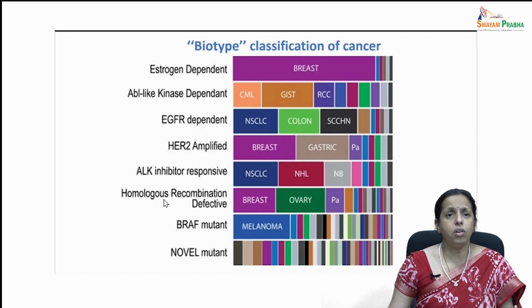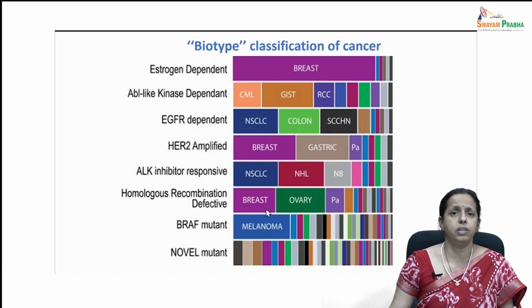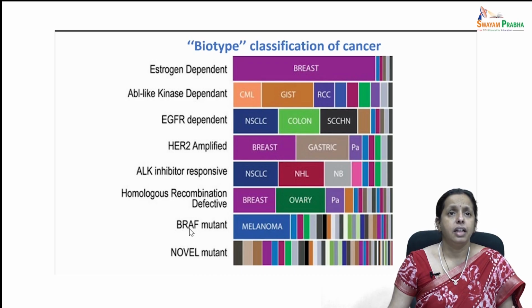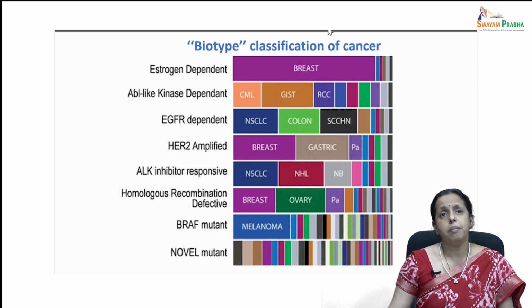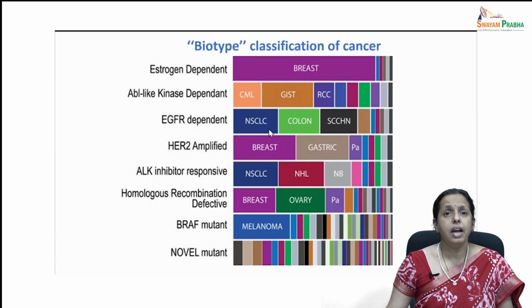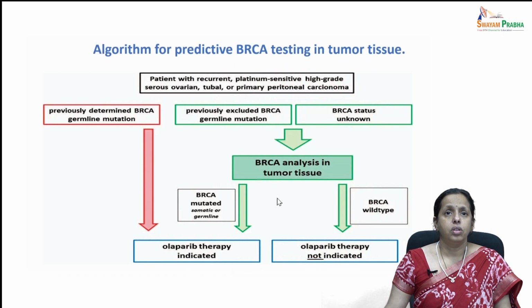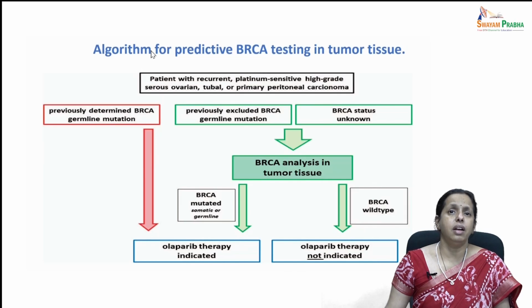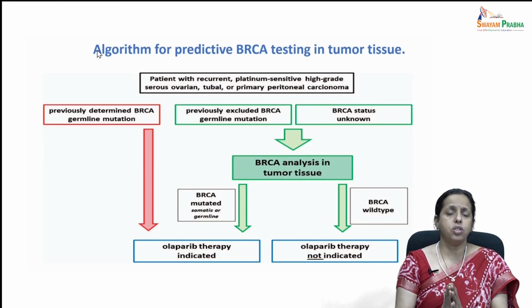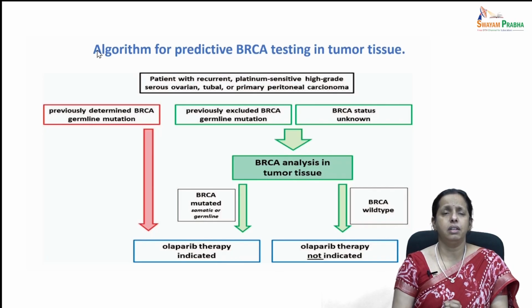Then for homologous recombination defective tumors, you have breast, ovary and pancreatic cancers. Then for BRAF mutant, you have the melanomas. So like that, and so on. This is again based on your biomarkers, what we have discussed. So you have already classified cancer here. This is a simple algorithm which is already recommended by the National Societies of Cancer.